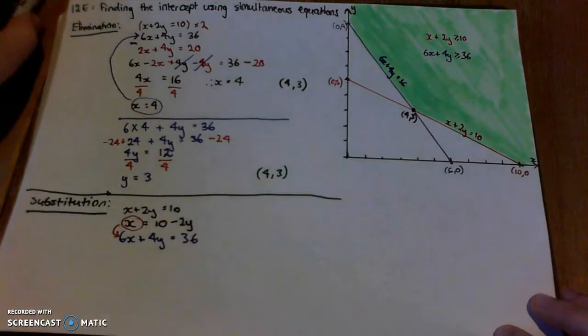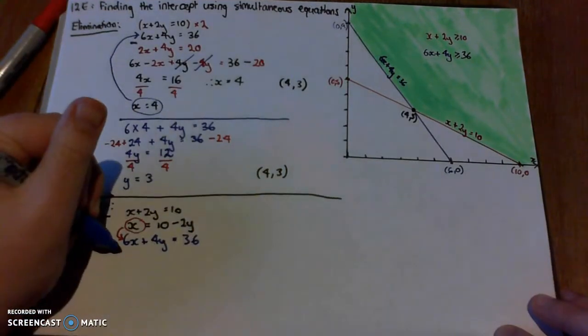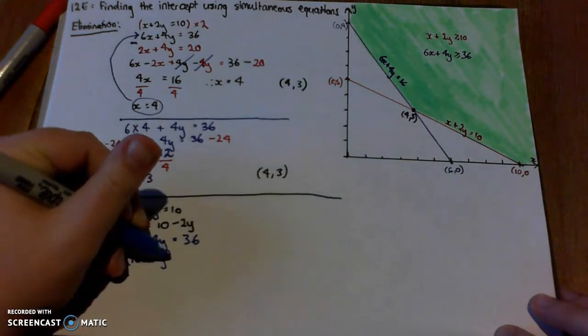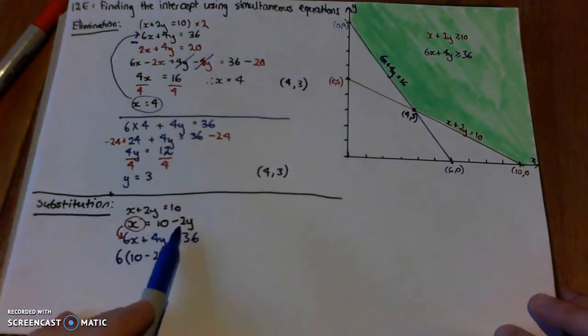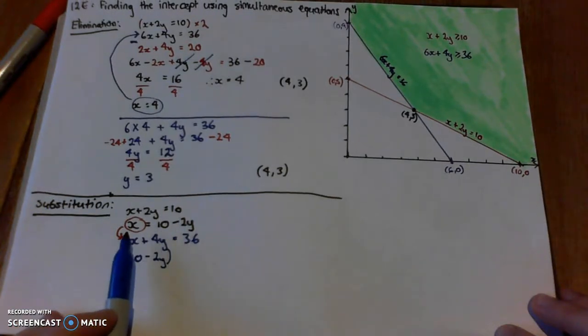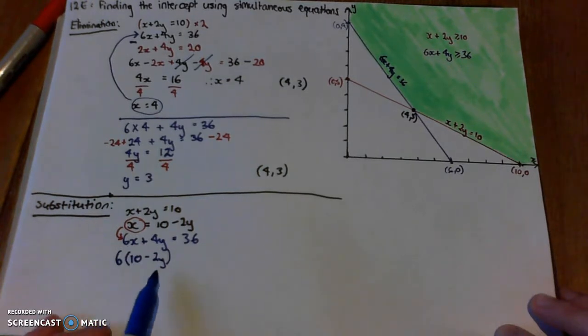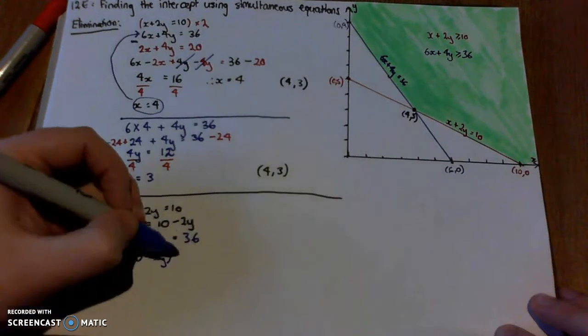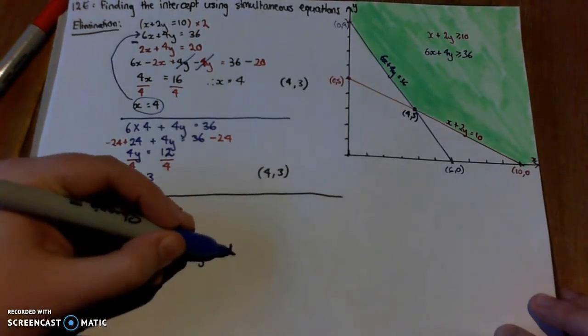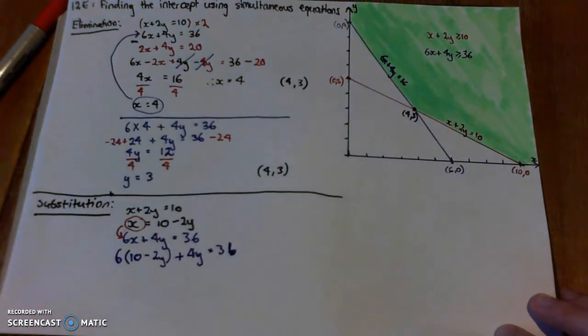What we end up with is 6 times 10 minus 2y. So all we've done is taken this 10 minus 2y, which we've said is equal to x, and put it in the place of this x. That's the only thing that we've done. 10 minus 2y, we finish the equation, plus 4y is 36.